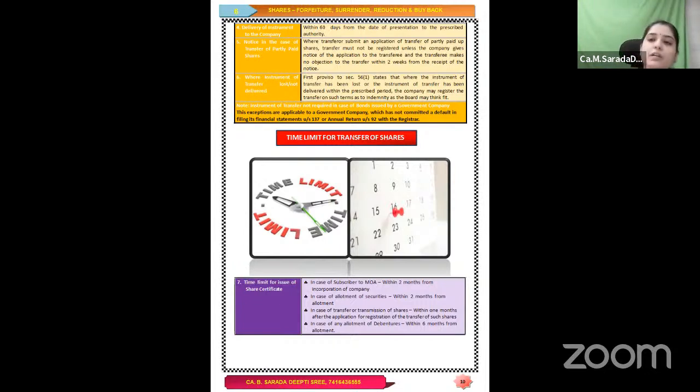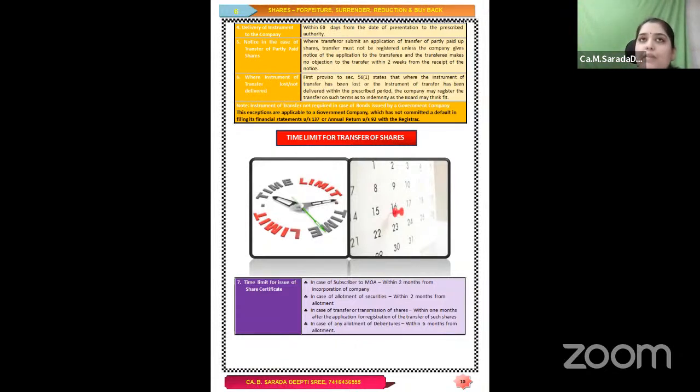Once the authority confirms and registers the transfer, what is the next step? They will take the register of members, strike away the name of the transferor, and write the name of the transferee. The transferor's name will be removed from the register of members as the shares are being transferred, and the transferee's name will be written in the register of members.